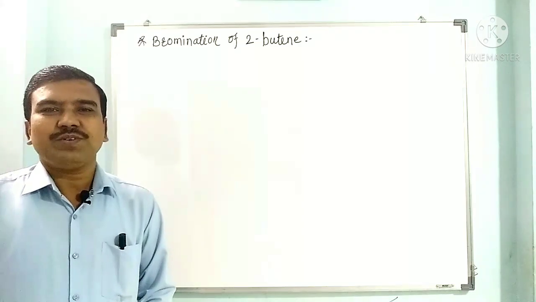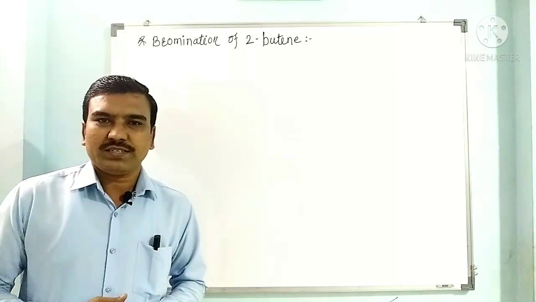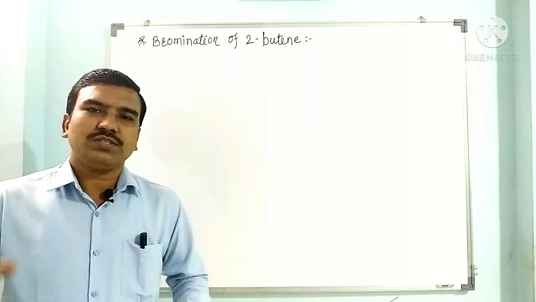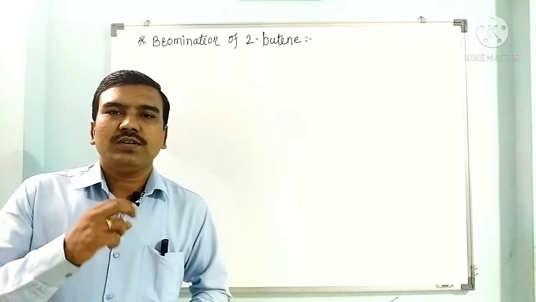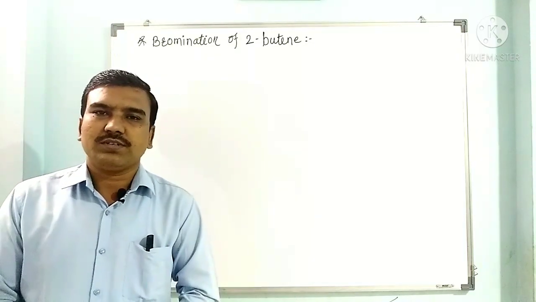Hello friends, today we are going to see bromination of alkene. What is a bromination reaction? Bromination reaction is the addition of a bromine molecule across the multiple bond of an alkene and gives a 1,2-dibromo product or dibromides as a product.